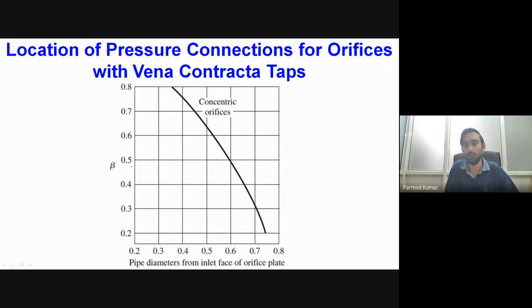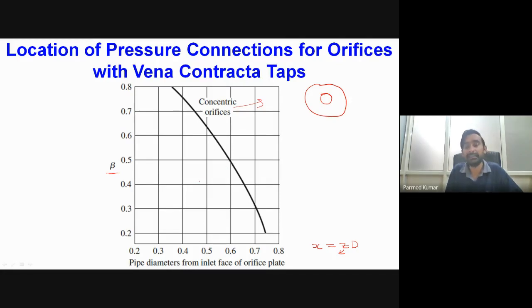So we have one plot over here, where we have beta, the expansion factor, along the ordinate, and along the abscissa we have the pipe diameter from the inlet face of the orifice plate. That is, we have the distance x in terms of z times D, and the value of z is specified over here as 0.2, 0.3, 0.4. Now we have one line over here, and this line is available for concentric orifice plates, if we have this type of orifice obstruction.